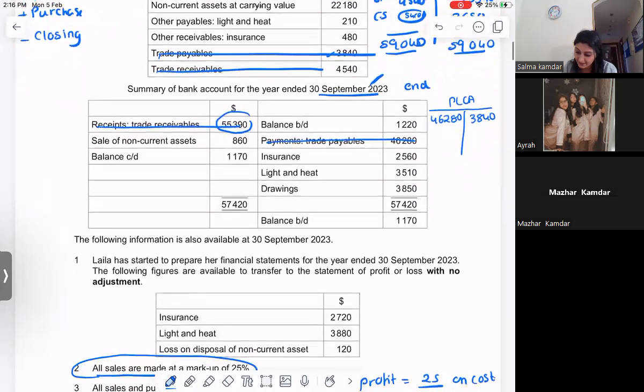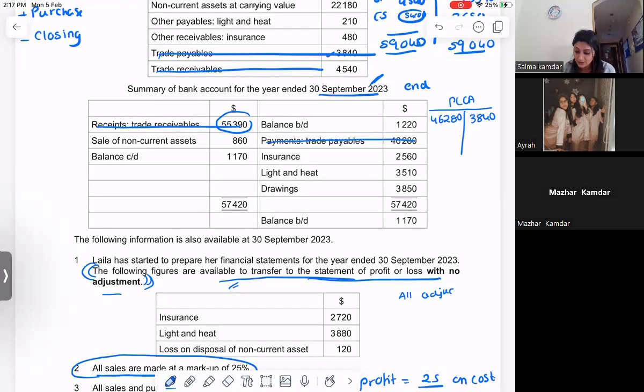We have started to prepare our financial statements. The following figures are available to transfer to the profit or loss account with no adjustment. Can you tell me what this means? It means they haven't been accounted for, like other payables and other receivables. Available to transfer to the statement of profit or loss with no adjustments means all the adjustments have been done and you just have to transfer it to the profit and loss account.